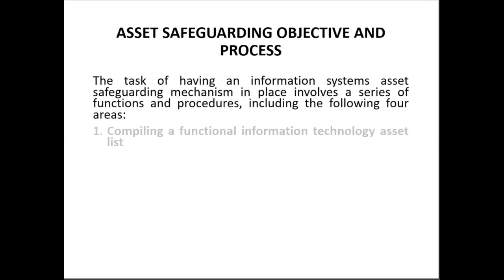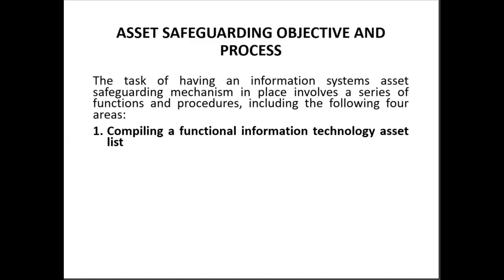The task of having an information system assets safeguarding mechanism in place involves a number of procedures. And I would like us to look at four areas. The first thing that one can do to safeguard information assets would be to go through a process of compiling a functional information technology asset list. We should be able to compile a list of IT assets. All the information resources that are working within the organization, we have to have an asset register, as the accountant will call it. We must have something like that.